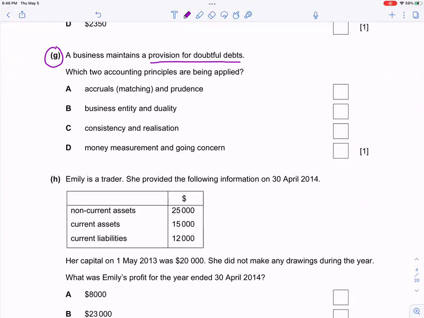Business maintains a provision for doubtful debts. Name two accounting principles for provision for doubtful debts. First, give me the meaning of provision for doubtful debts. When you're not sure if the person is going to pay you or not, what do you do? You make provisions for it. You make provisions for your estimated future loss. So when you make provisions for estimated future loss, which accounting principle are you following?